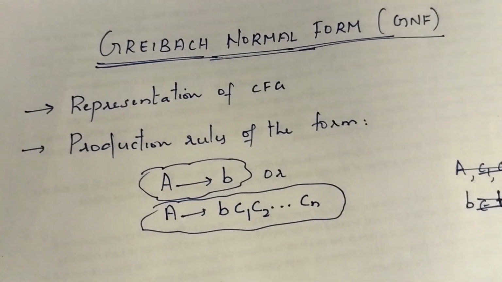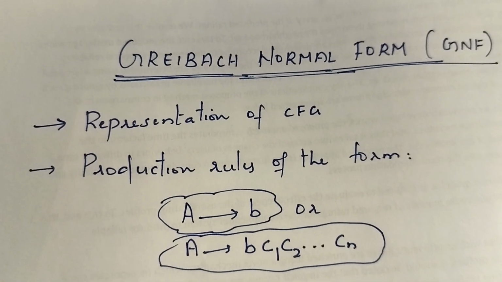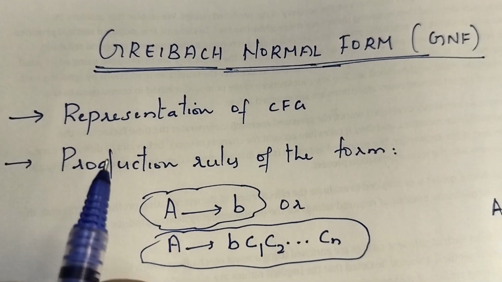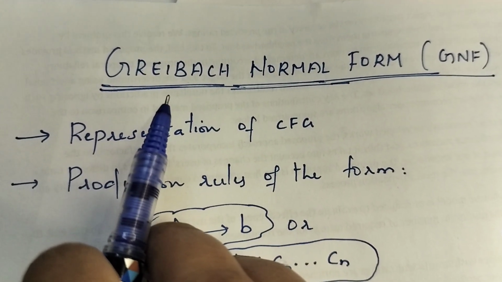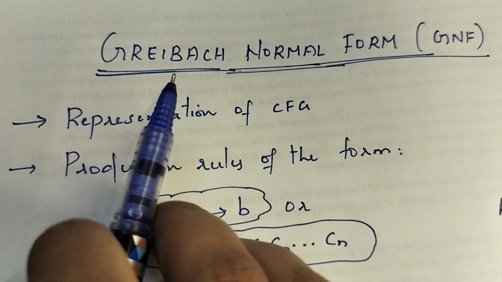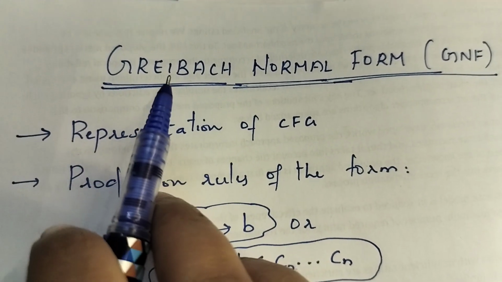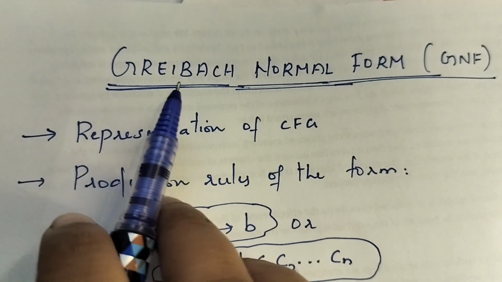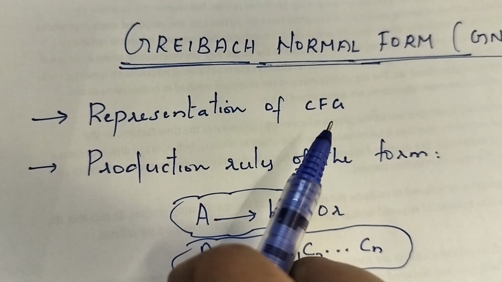So we are discussing representation of context-free grammar, right? Context-free grammar can be represented in different ways. One is CNF, that is Chomsky Normal Form, that we discussed in the last video, and in this video I am going to tell you about another representation of context-free grammar, that is Greibach Normal Form or GNF. So this is one of the representations of context-free grammar.